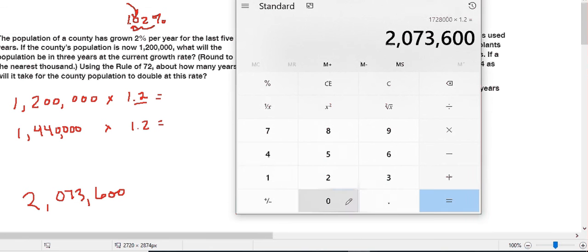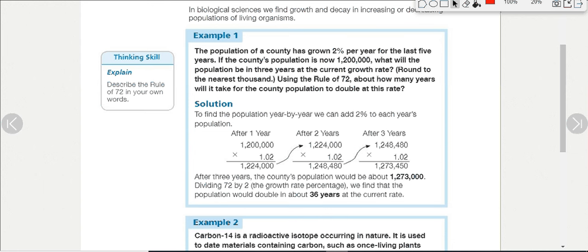So if we make the fix, and we do times 1.02, now you know how that can go wrong sometimes. Let's do that 3 times. Some of you may have caught that while I was doing it. 1,273,449. So they rounded to 450. What was I finding? I was finding 20% per year. That's why I doubled by 3 years.